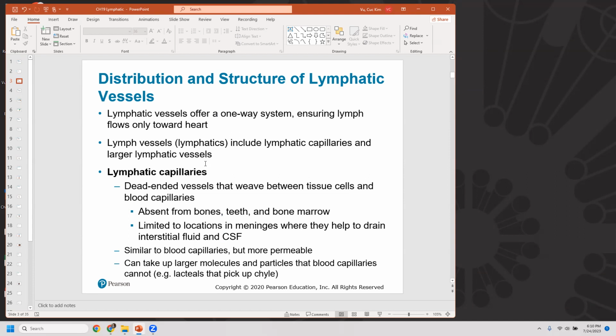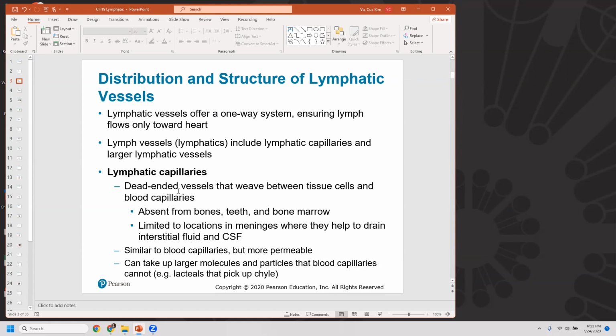The lymph vessels include the lymphatic capillaries as well as the vessels. So we'll talk about the two main structures of the lymph tissue: the lymphatic capillaries and the lymphatic vessels. Starting with the lymphatic capillaries, again, same thing. They're dead-end vessels. In other words, they move in one direction and then they connect with either the blood vessel or the tissue cells, and that's it.